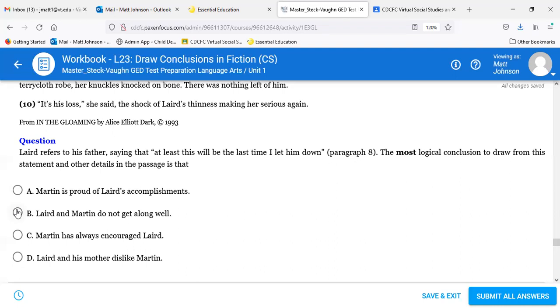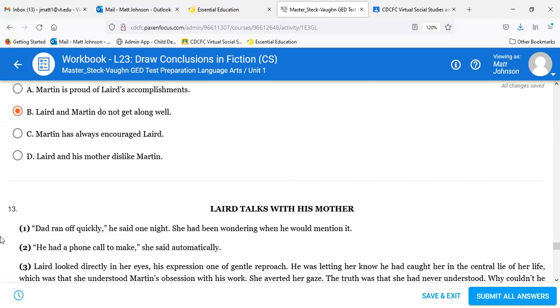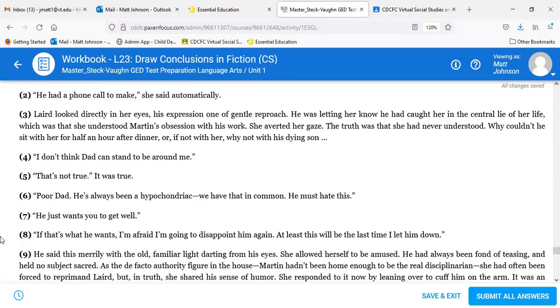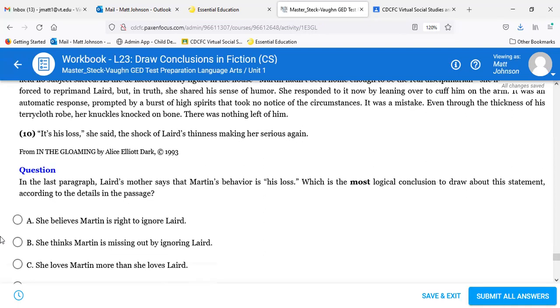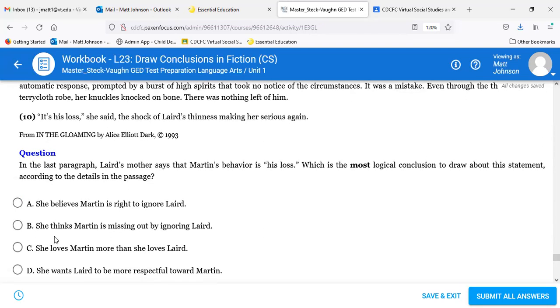Yes. We could definitely see that they don't get along very well. This whole passage kind of leads into that there's been some strain in their relationship, even maybe when Laird wasn't ill. So number 12 is B. For 13, let's go to Sasha Gay to read 13 for us.